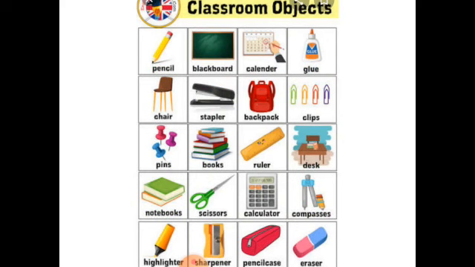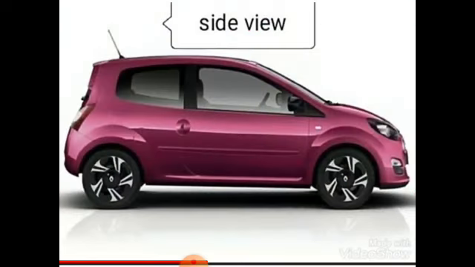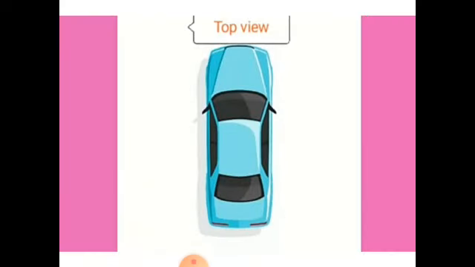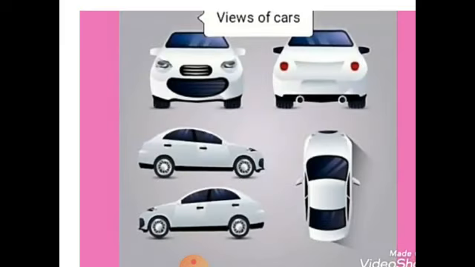Before going to the views, observe some images. See, children, what is this image? Car. Very good. It looks nice, no? Second one. See this? This is also a car. Third one. This is also a car. Now tell me, children, in the fourth picture what is there? This is also an image of a car.